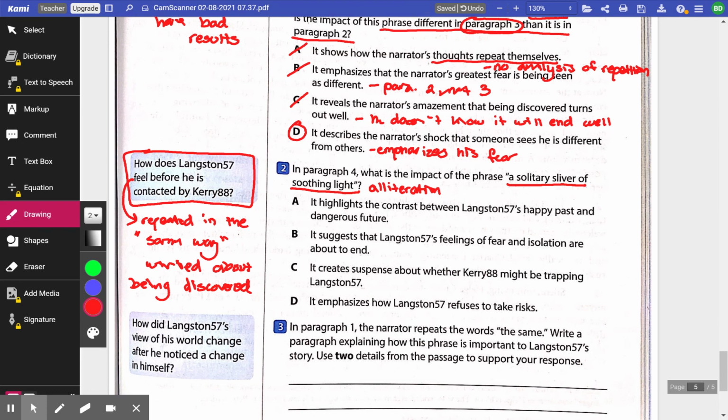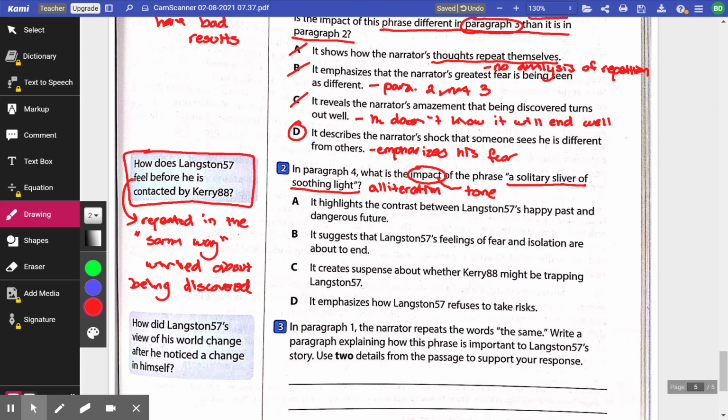So now that we know that that's our example of alliteration, we're trying to figure out the impact of that phrase. So I want you to think about tone here to help you discover the impact. I want you to think about tone and how that phrase kind of makes you feel.